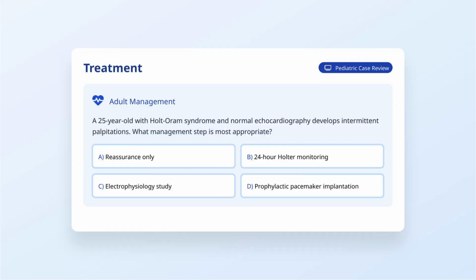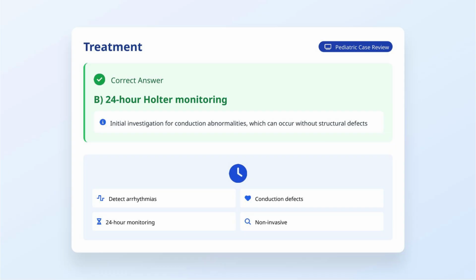thumb position. A 25-year-old with Holt Oram syndrome and normal echocardiography develops intermittent palpitations. What management step is most appropriate? A. Reassurance only. B. 24-hour Holter monitoring. C. Electrophysiologist study. D. Prophylactic pacemaker implantation. The correct answer is B. 24-hour Holter monitoring. Patients with Holt Oram syndrome can develop conduction abnormalities even with structurally normal hearts. Holter monitoring is the appropriate initial investigation for a patient with palpitations, as it may detect intermittent arrhythmias or conduction defects that could be missed on a standard ECG. Further management depends on the findings.